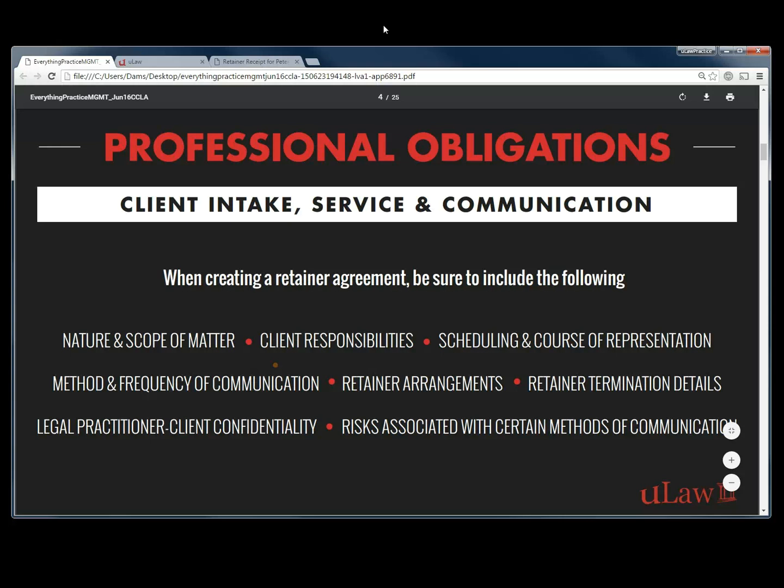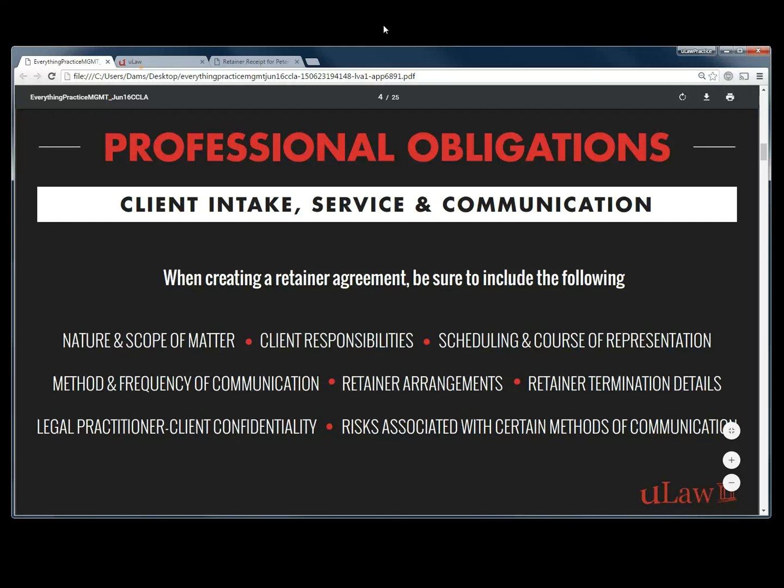And then, termination details. A lot of times we talk about the good, but it's always good to have a termination clause so that some matters don't come back to haunt you. And legal practitioners and clients' confidentiality, like how you're planning to maintain that, what are some of the conditions that you have put into place to actually maintain confidentiality. And finally, the risk associated with certain methods of communication.